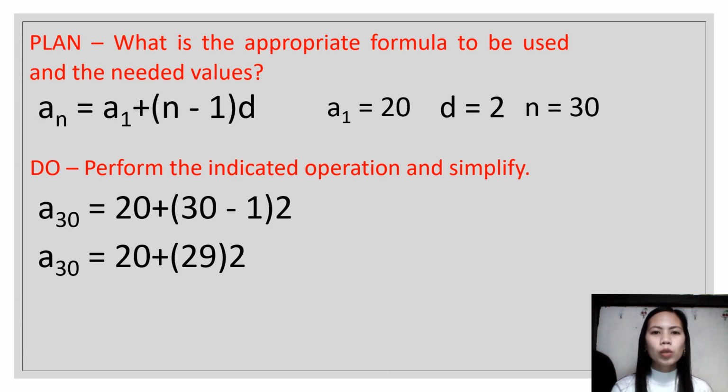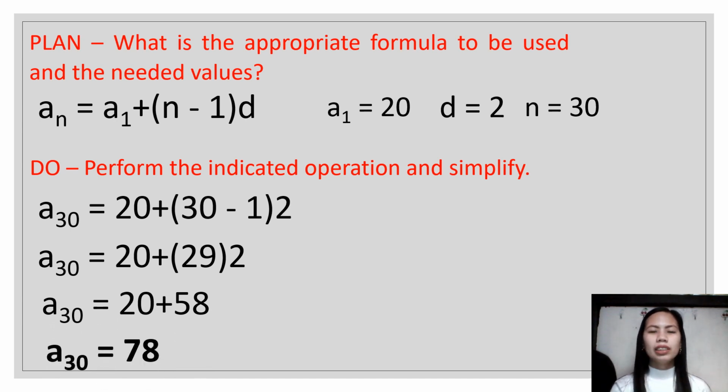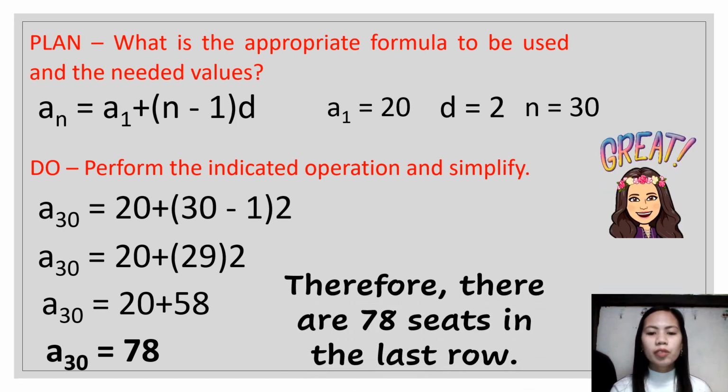So, solve natin yung 29 times 2. The answer is 58. So, 20 plus 58, we have 78. So, A sub 30 is equal to 78. And then, the last step is to look back, review your answers. Baka sakaling may mali, so you need to review. And then, since we're done reviewing our answers, therefore, there are 78 seats in the last row.